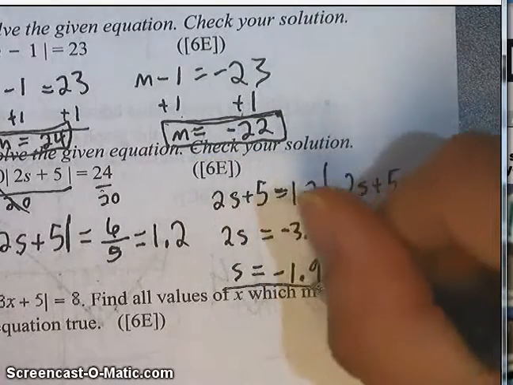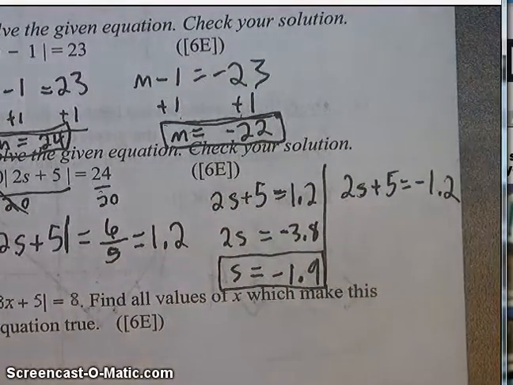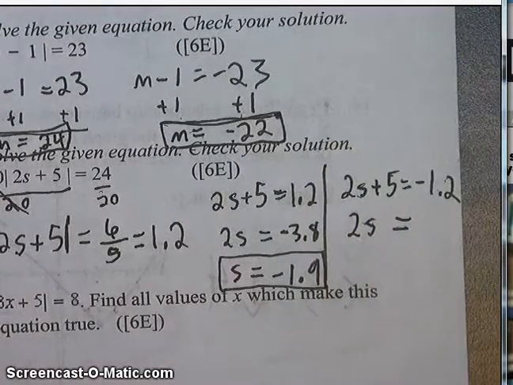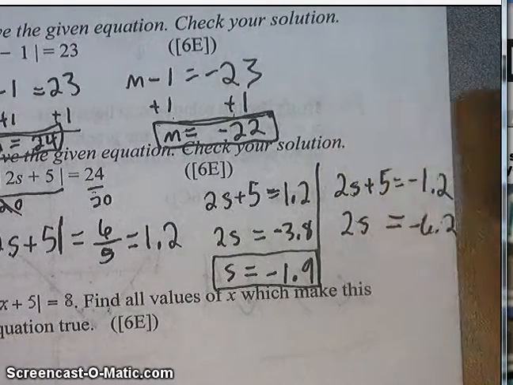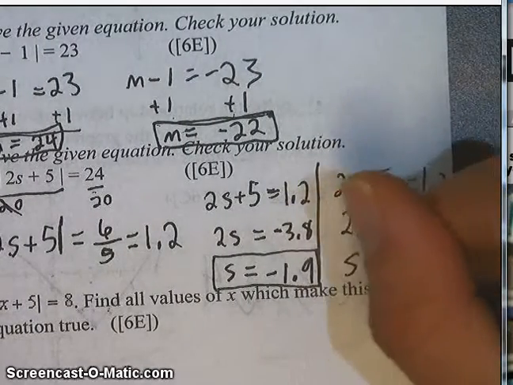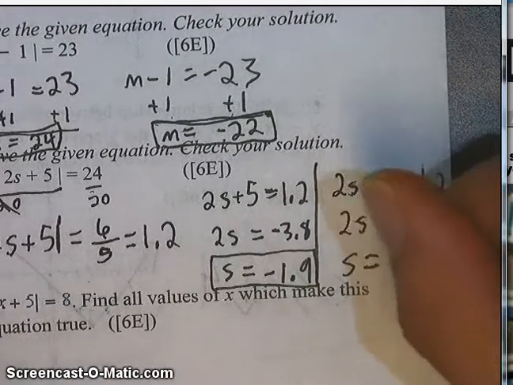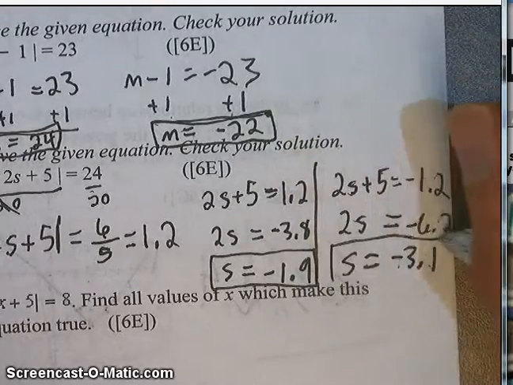That's one of the two solutions. And the other one, we're going to subtract 5 to get 2s equals, let's see, negative 1.2 minus 5 is negative 6.2. Divide by 2 on both sides to get s equals negative 3.1, which is the other solution.